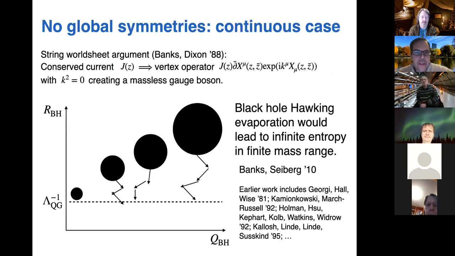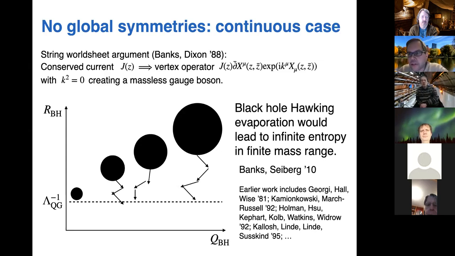So this idea that there are no global symmetries in quantum gravity has various versions of varying degrees of concreteness going back for decades. For instance, in perturbative string theory, there's a very precise statement that goes back to work of Tom Banks and Lance Dixon in the 80s. It says that if you have a perturbative worldsheet string theory and you think you have a global symmetry, you can actually construct a gauge boson that couples to that symmetry current and see that it wasn't really global, but was actually gauged all along.